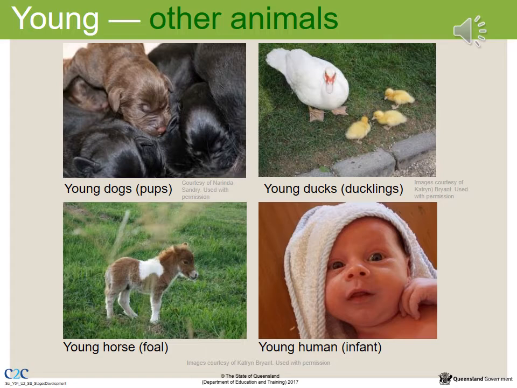Okay, here's some other pictures of young. We know that the ducklings have come out of eggs and they come out looking like mum and dad, just smaller. We've got puppies and we've got little horses, our foals, and we've got little humans, and we know that they're mammals and they live inside the mum until they're ready to come out.